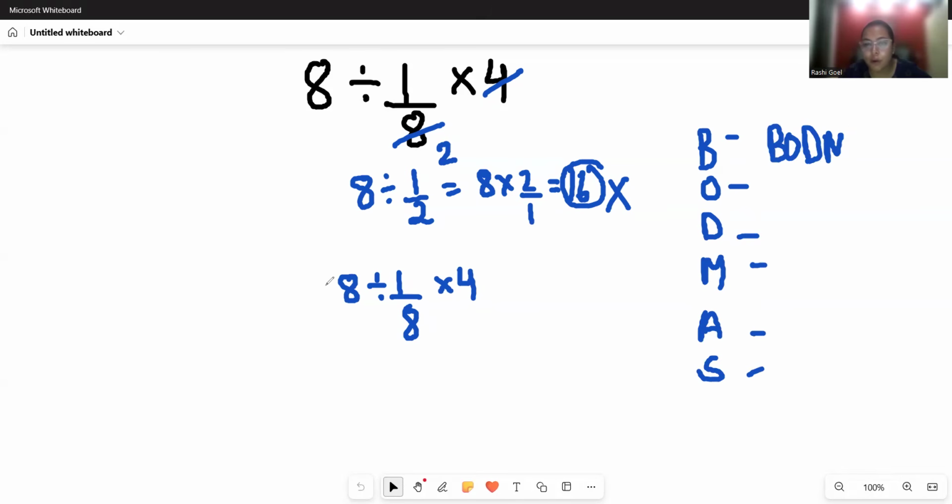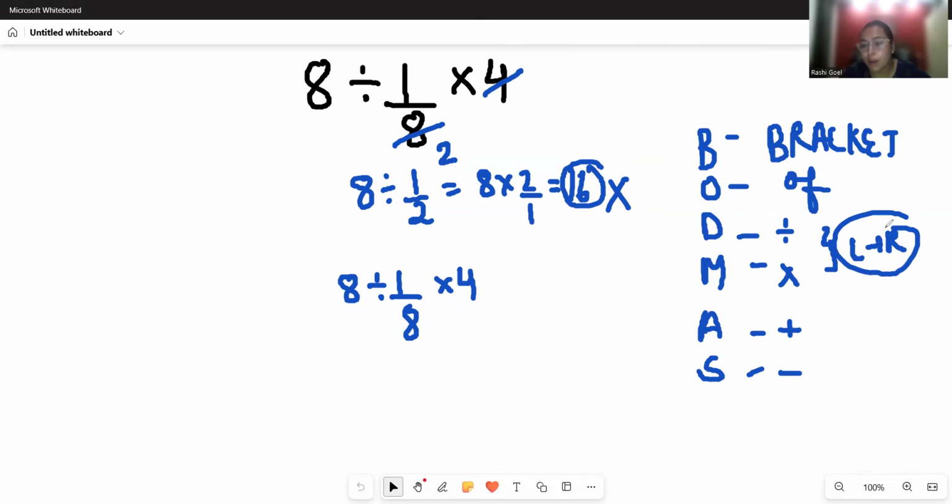So, as per the BODMAS rule, first you have to solve the brackets, then order or of, then division and multiplication, which both have the same priority. Similarly, addition and subtraction. What people forget is that we always have to solve from left to right.